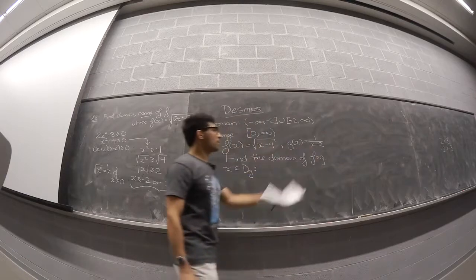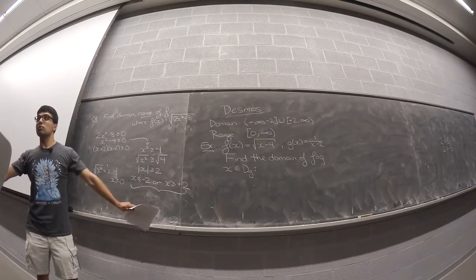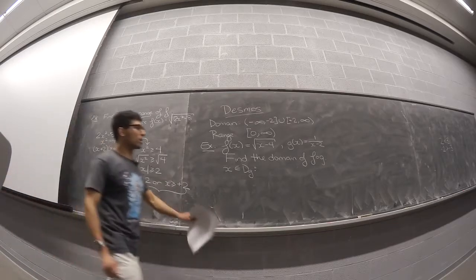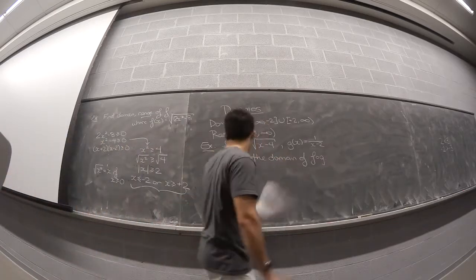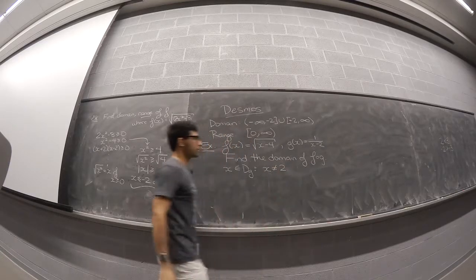Okay, what's the domain of g? Greater than 2. Not 2. That's it. Don't divide by 0. That's the only thing this guy says. Excellent. So x can't be 2. Okay?